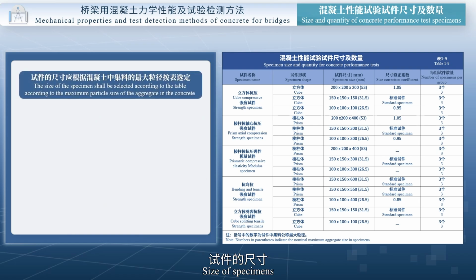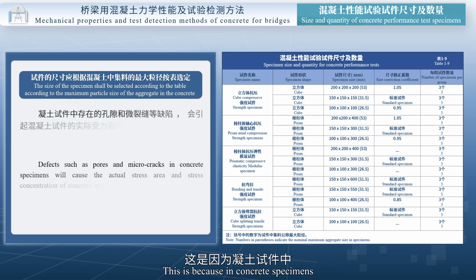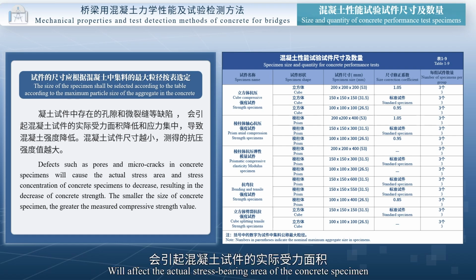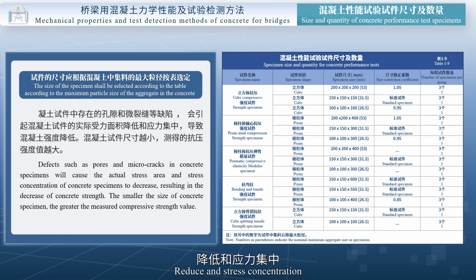The size of specimens should be based on the maximum particle size of the aggregates in concrete; select it according to the table. This is because in concrete specimens, existing defects such as pores and micro cracks will affect the actual stress-bearing area of the concrete specimen, causing stress concentration, leading to reduced concrete strength. The smaller the concrete specimen size, the higher the measured compressive strength value.